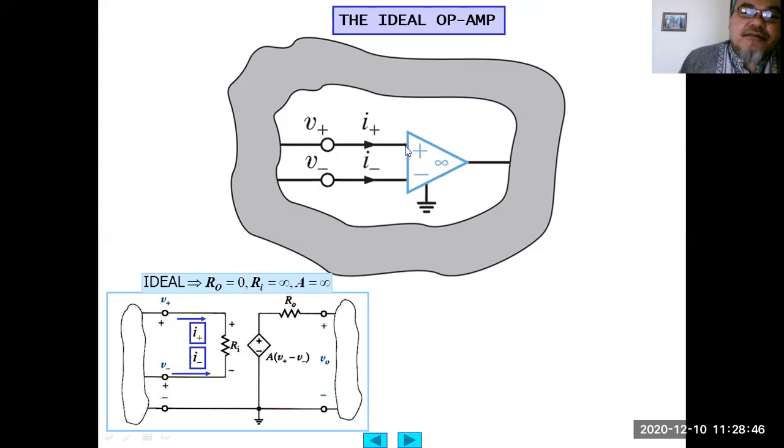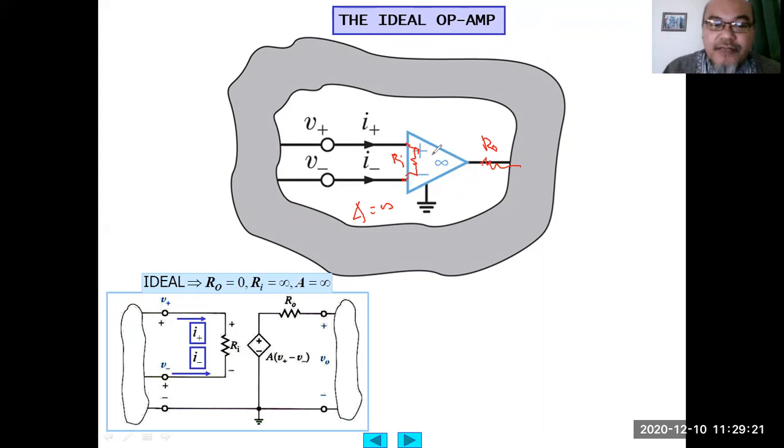And between the plus and negative terminals there is an Ri, right? So let me draw again. This is the model, and there is a model here between the positive and negative terminal. So this is Ri, and this is Ro. Ideally Ro should be 0 and Ri should be infinity. So the gain A will also be infinity.